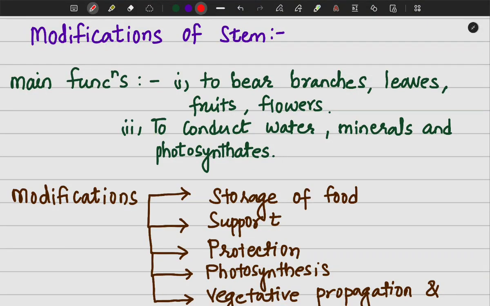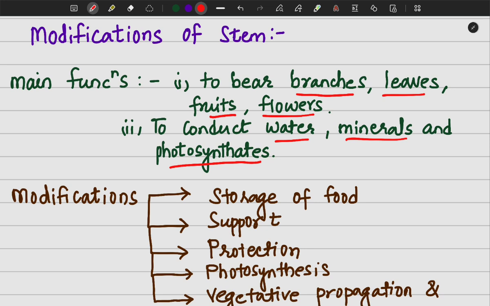In this lecture, we are going to cover the modifications of stem. In the previous lecture, we studied the stem, its structure and functions. The main function is to bear branches, leaves, fruits and flowers. The stem also conducts water, minerals and photosynthates. What are photosynthates? Photosynthates are the products which are formed during photosynthesis. So the stem also conducts water, minerals and photosynthates to different parts of the plant.